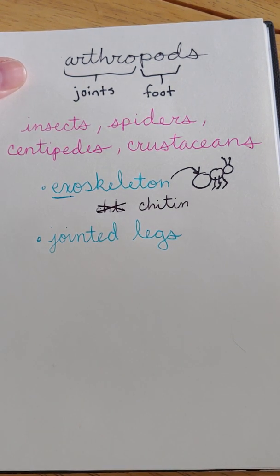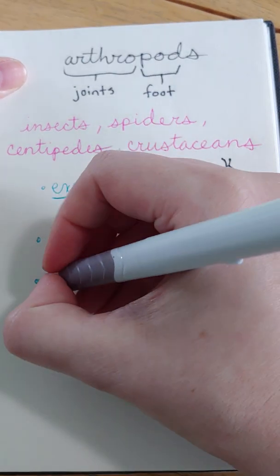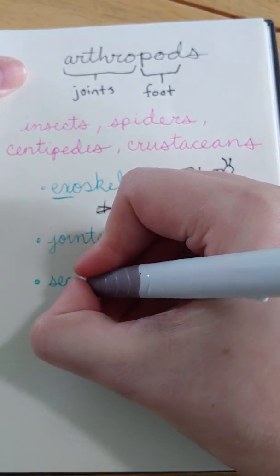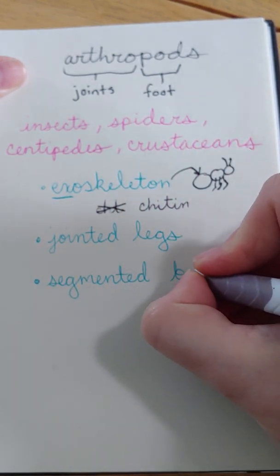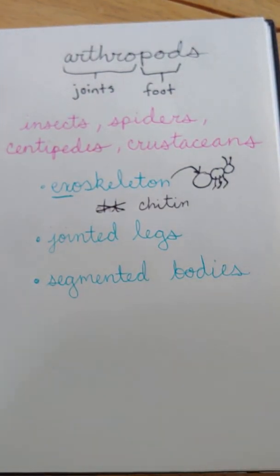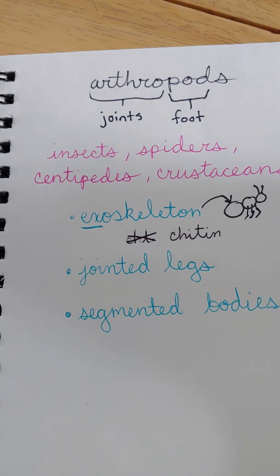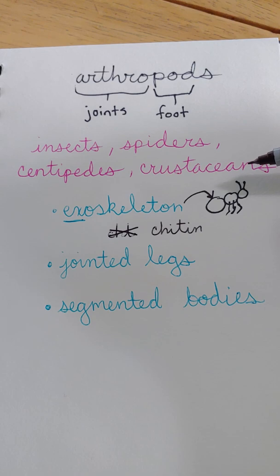Another thing that they need to have in order to properly be an arthropod is they need to have segmented bodies. That means that their bodies come in different sections. So like this one that I drew right here, its body comes in 3 sections. That would make it an insect. Spiders' bodies come in 2 sections. Crustaceans' bodies come in 2-ish sections. And centipedes and millipedes' bodies come in ridiculous numbers of sections.